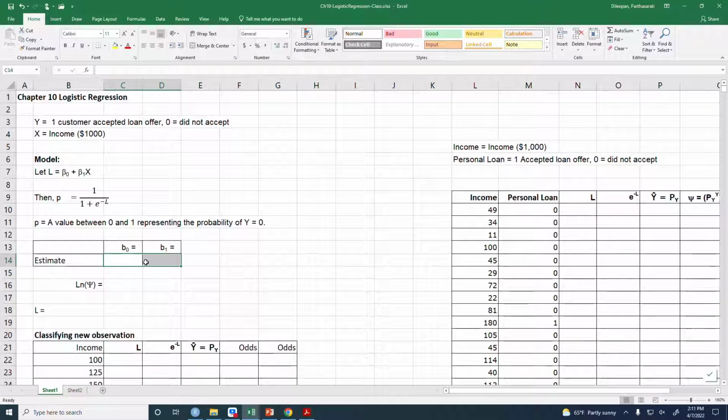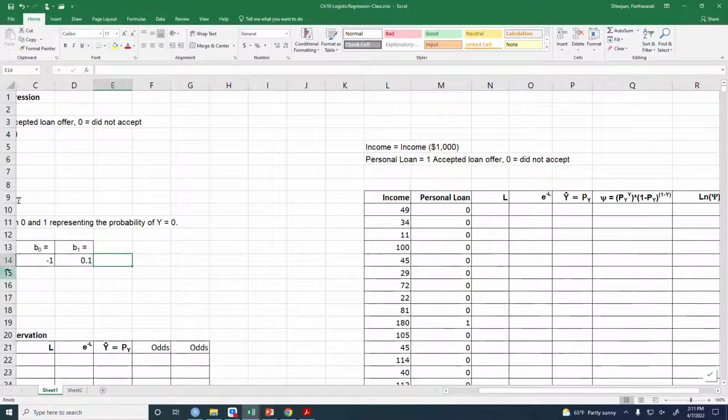So we need to set up, so right now we have nothing here, but if you have some numbers, say -1 and 0.1 or something like that, we don't know what the best values are. That's what we're trying to figure out.